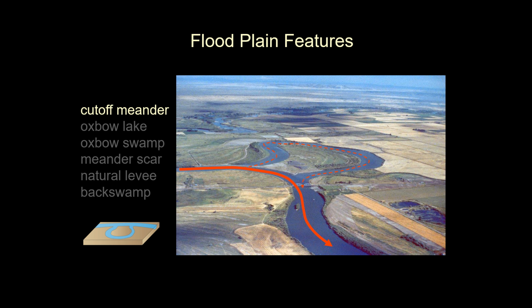One of those is where a river decides to take a shortcut. You can sort of see where I've drawn that on here in the solid red line. This is called a cutoff meander, and they're pretty common in floodplains associated with big rivers like the Mississippi River.